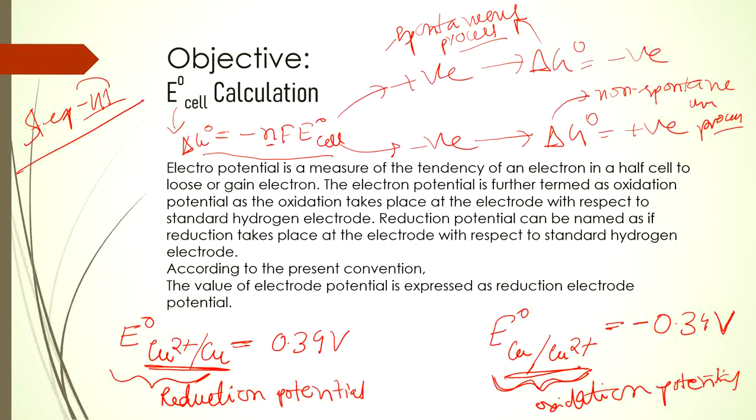So overall, the E0 values, meaning the standard potential values, can be of two types: a reduction potential or an oxidation potential. In case of reduction potential, if the value is positive, in case of oxidation potential the value would be negative.